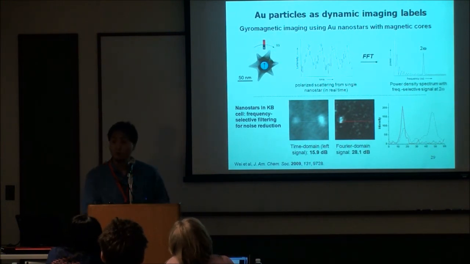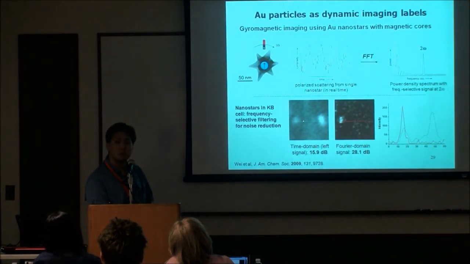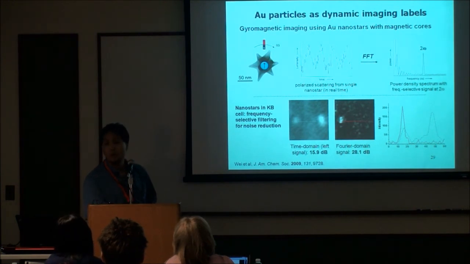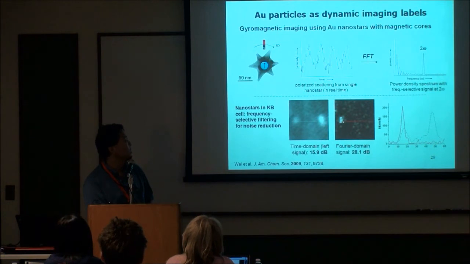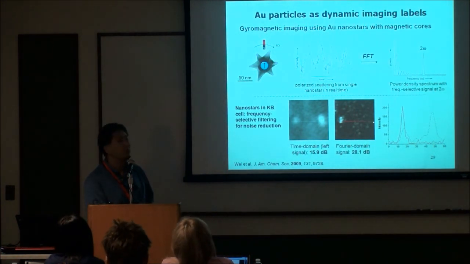And if you watch a movie of it, you actually see a fluctuation of that signal. It's very modest to our own eyes, but by applying Fourier transform, this is the Fourier domain imaging, right? Frequency selective image of that structure. So this nanostar that can rotate is now much the brightest thing in this image, whereas this very bright object, because it's immobilized and has an invariant scattering, is completely suppressed.